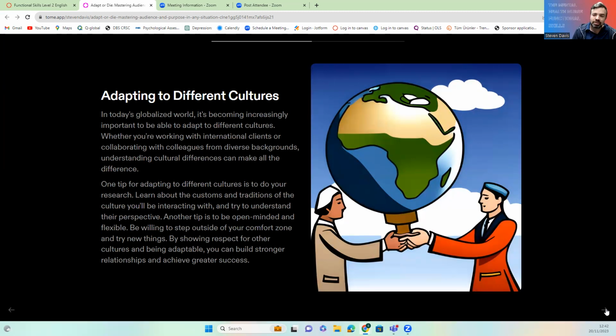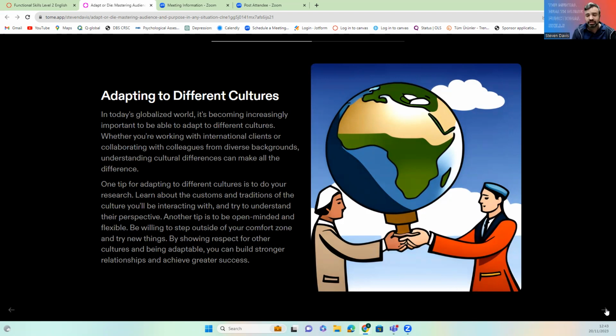In today's globalized world, it's becoming increasingly important to be able to adapt to different cultures. Whether you're working with international clients or collaborating with colleagues from a diverse background, understanding cultural differences can make all the difference. One tip for adapting to cultural differences is to do your research. Learn about the customs and traditions of the culture you'll be interacting with, and try to understand it from their perspective. Another tip is to be open-minded and flexible.